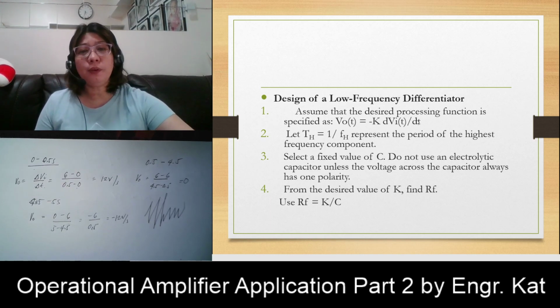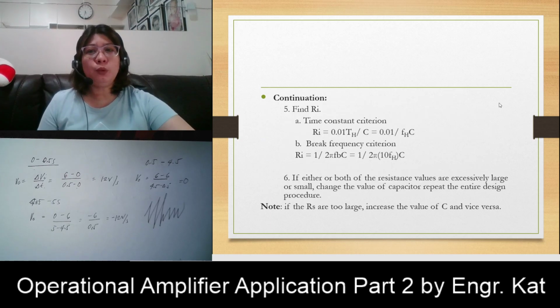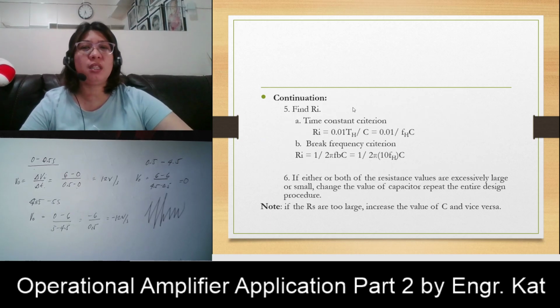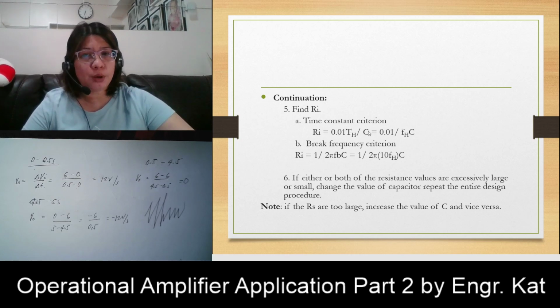So after solving for RF, we have to determine RI. This time, RI can be computed in two ways. In the time constant criterion, RI is equivalent to 0.01 of TH over C, or that is equivalent to 0.01 of 1 over FH over C.